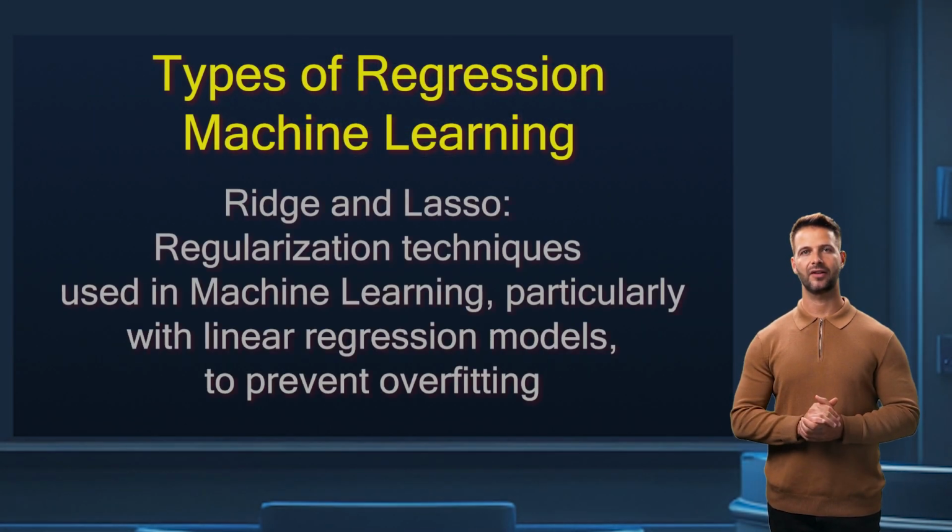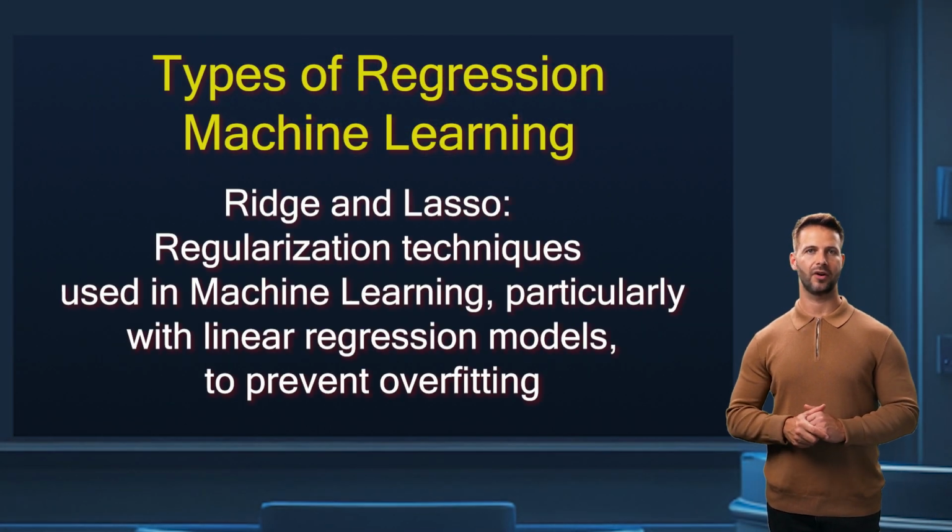Third, ridge and lasso regression. Ridge and lasso regression are both regularization techniques used in machine learning, particularly with linear regression models, to prevent overfitting by penalizing the magnitude of coefficients, essentially reducing the influence of less important features. But they differ in how they apply this penalty. They add a penalty term to the loss function.